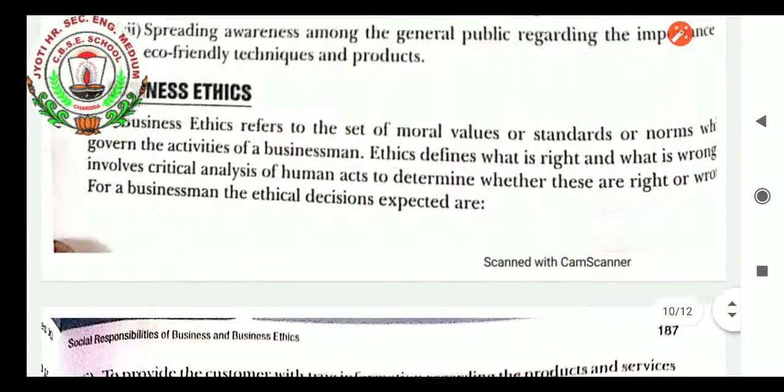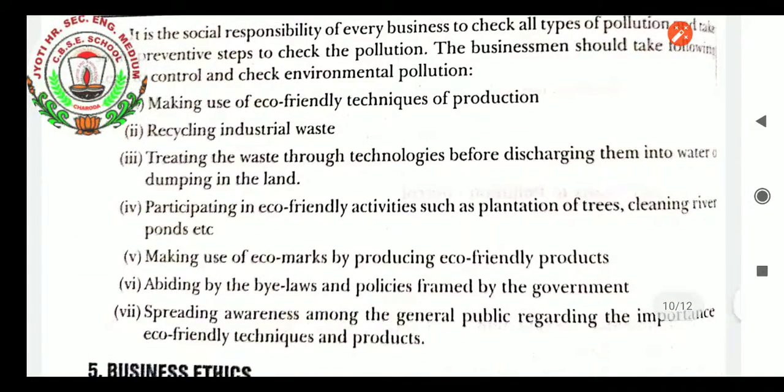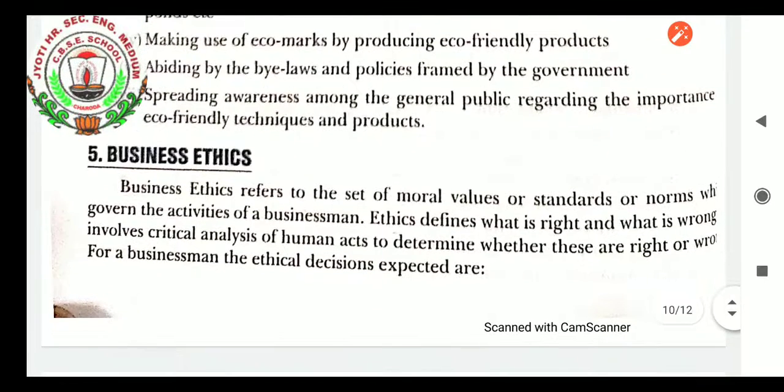Next topic is business ethics. Business ethics I will introduce today to you. Business ethics means the moral values which a businessman has to possess for doing business. Though it is not compulsory, it comes from inside the businessman whether they want to follow it or not; it must be followed.